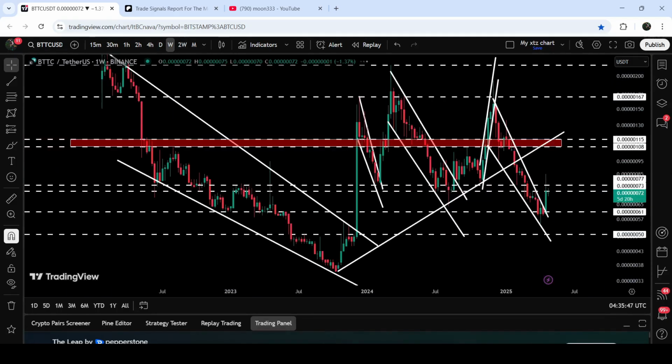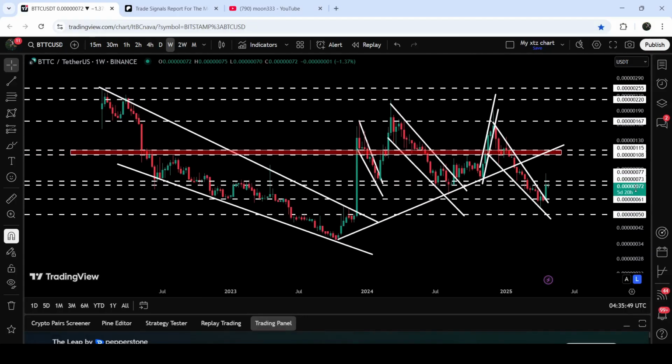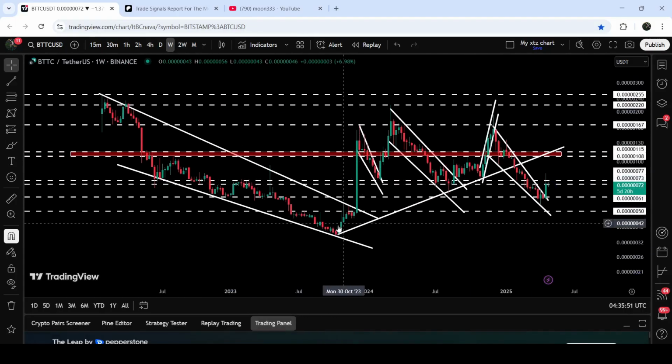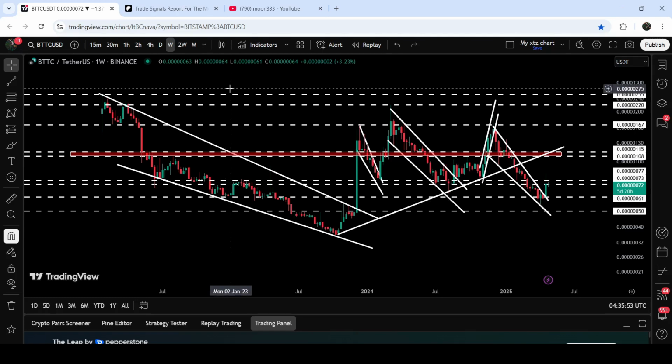And in today's video, we will once again analyze this move. And I would also like to share this very, very huge breakout that is happening here on the 7-day time frame chart from this big and long-term falling wedge pattern as well.